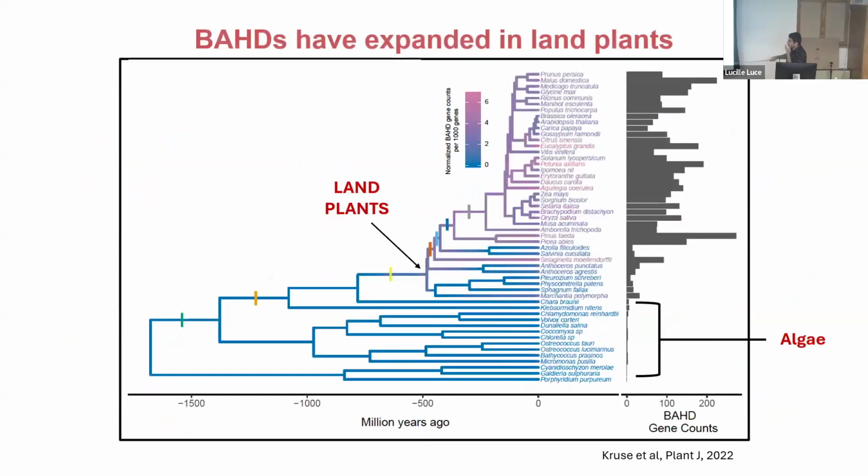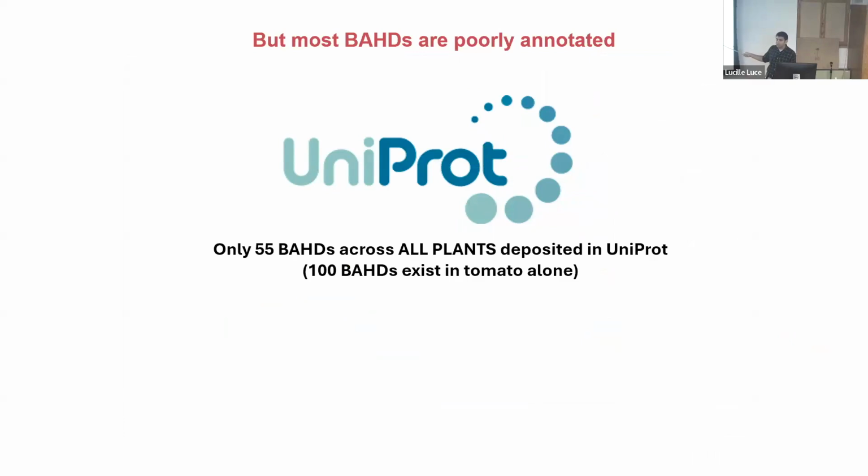And you need to know here that BAHDs do not exist across all living organisms. Even in algae, they are present in only 1 to 2 copies in the algal genomes, and they have expanded significantly in land plants, dozens and hundreds of copies in each genome. It turns out that in UniProt, there are only 55 BAHDs with activities that are deposited. And there are 100 BAHDs in tomato alone. So that gives you a scale of how much gap there is between what is annotated in databases versus where we need to get to.